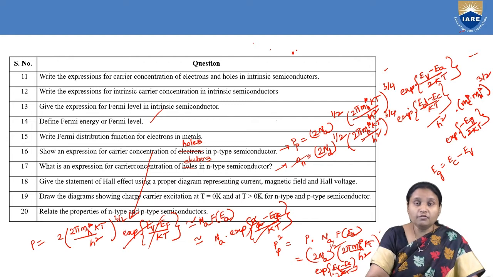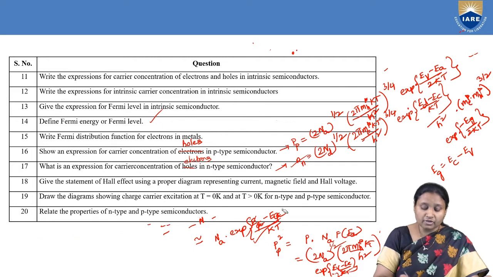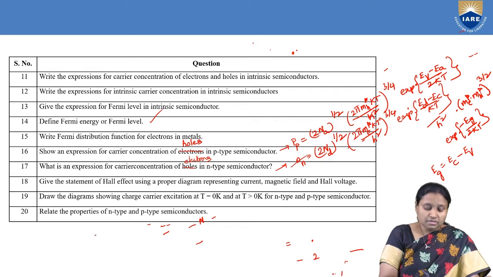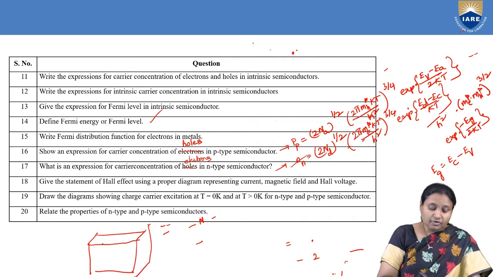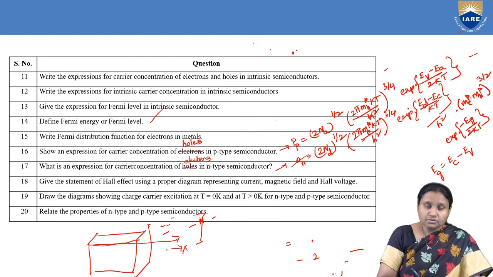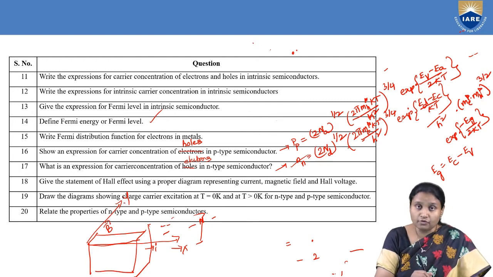Now give the statement of Hall effect. So what is Hall effect? In case of Hall effect, we take a small slab of either conductor or semiconductor. We place this semiconductor with its length along the x-axis, and then we pass current I along its length, that is along the x-axis, and then I apply a magnetic field along the y-axis, that is perpendicular to the direction of flow of current.